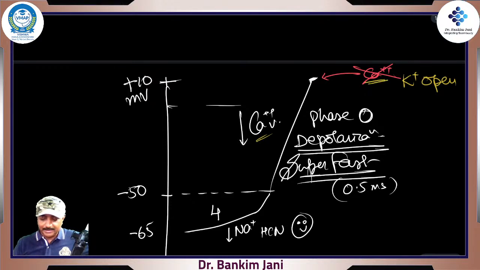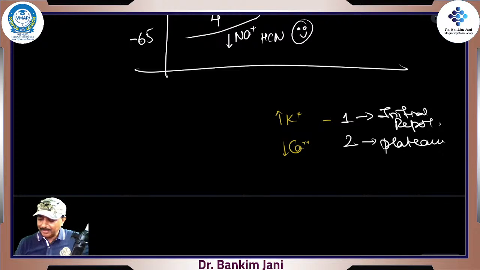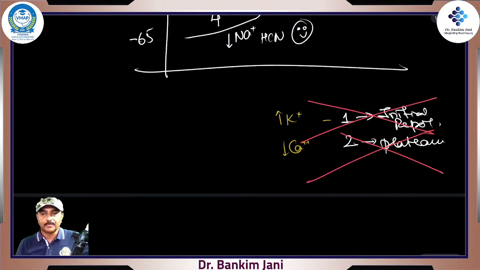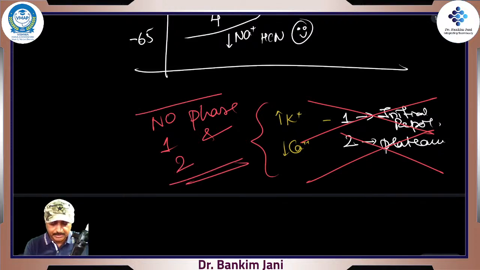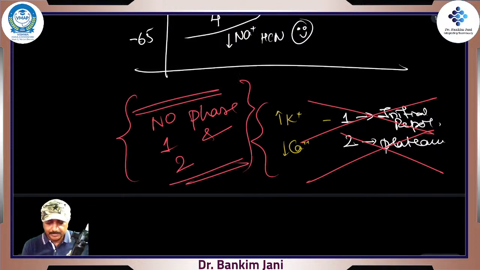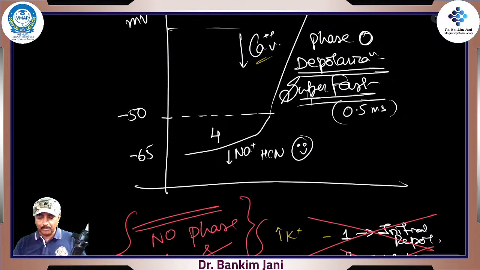So the point is, in pacemaker there is no phase 1 and phase 2. It means there is no initial repolarization and there is no plateau. Remember this: no phase 1 and phase 2 in pacemakers. You won't find it. Pacemakers don't need it. That's why the graph would be like a bullet shot.